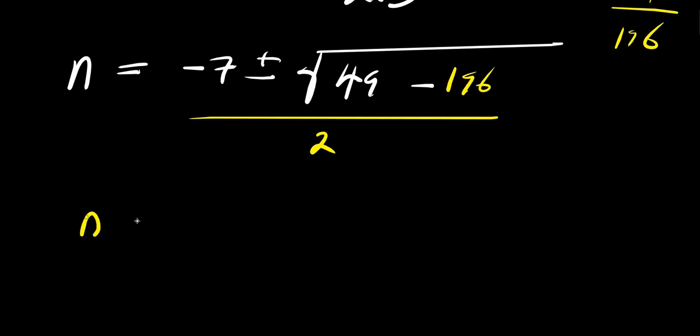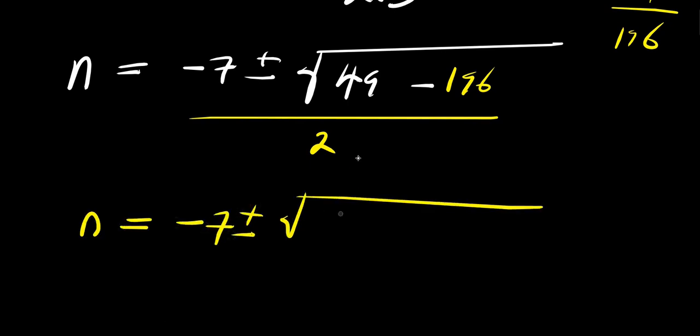From here, we have n equal to negative 7 plus or minus the square root of 49 minus 196. So you have 196 minus 49. We take 1 and add here, that is 16, 16 minus 9, we are simply going to have 7. So this becomes 8, 8 minus 4, that is 4. We have 147. So this is 147.